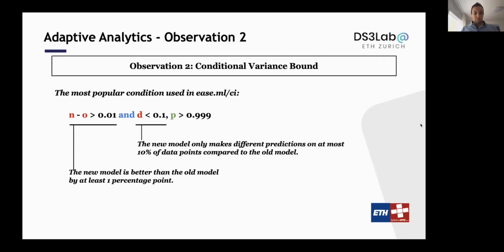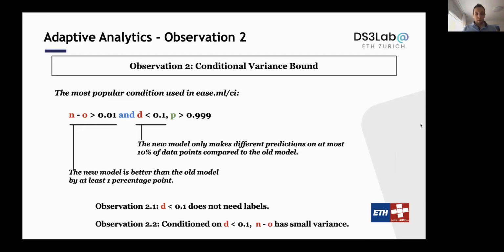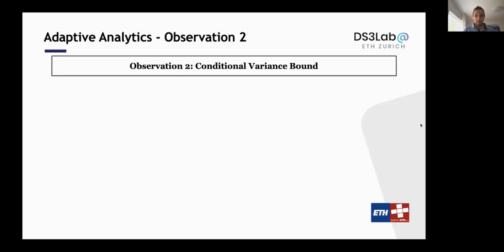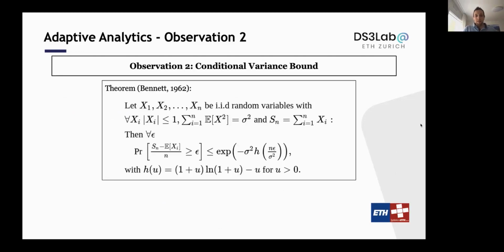So now we have two key observations when we look at this. First of all, estimating the difference in prediction doesn't need labels at all. So we need samples, sure, but we don't need any labels. So we don't care whether the prediction was correct or not. We just care that they are the same. And the second observation, if we condition the first part of this requirement on the second one, we know that this will have small variance. And we can make use of this fact by taking another concentration inequality, which is Bennett's, and by having finite variance, and especially having small finite variance, we can reduce the number of samples by a lot.